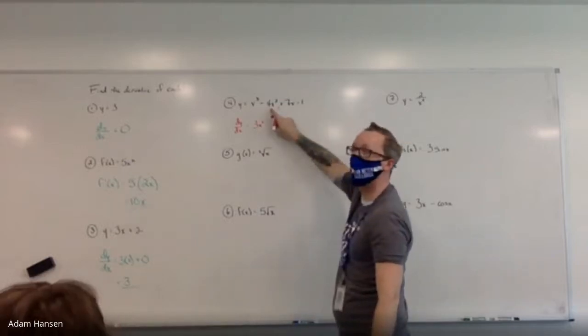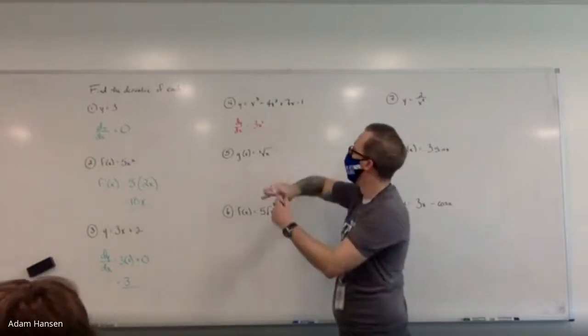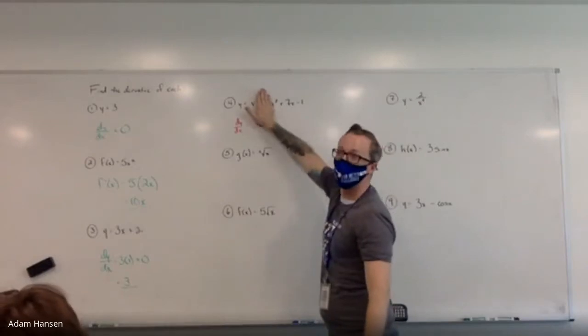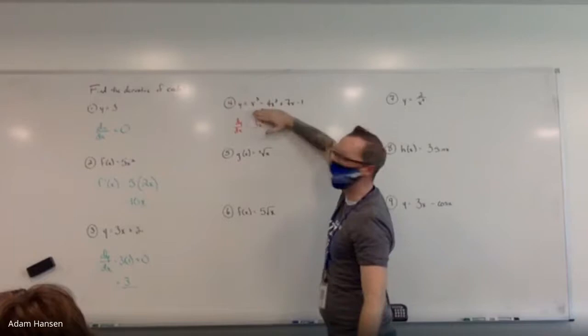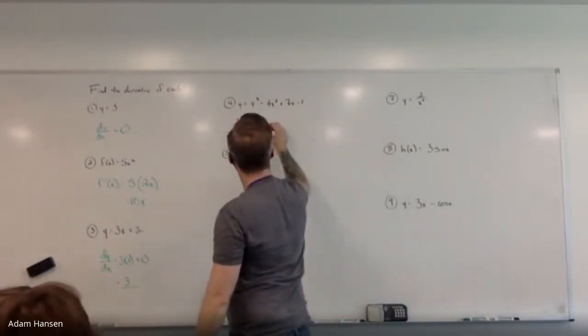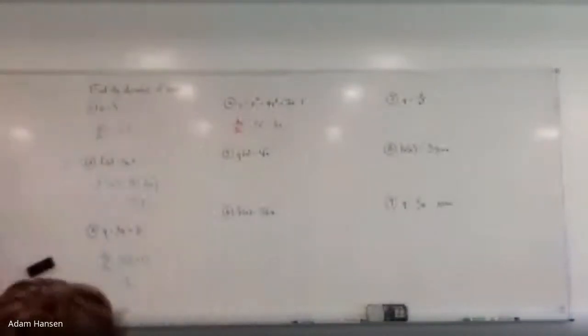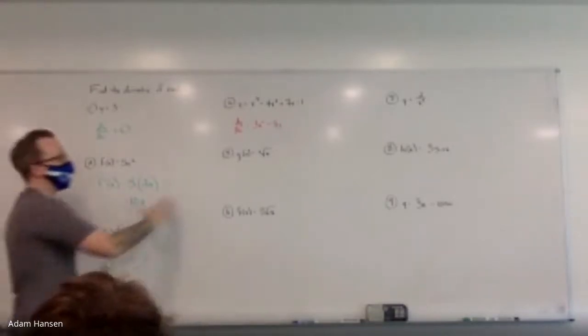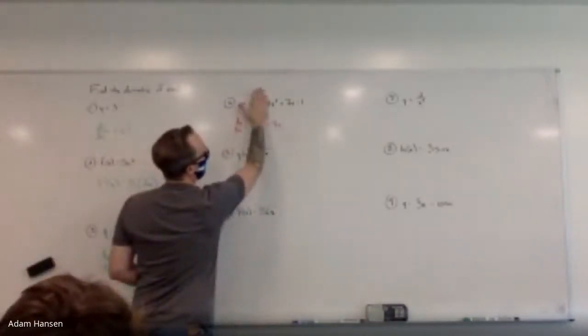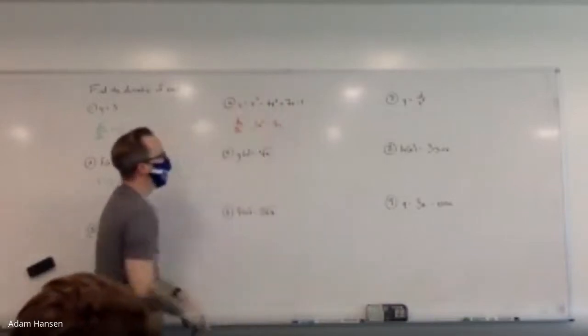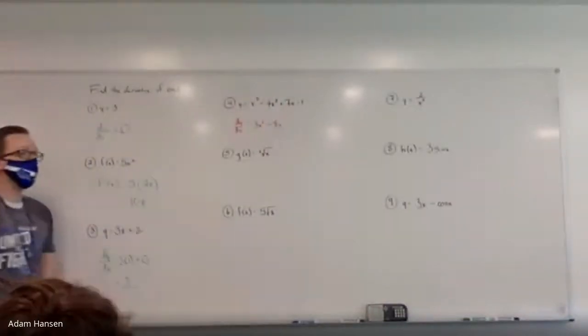What's the derivative of negative 4x squared? What's the derivative of x squared? 2x. Take that times negative 4. I can take the derivative of a constant times another function by taking that constant times the derivative of that given function. The derivative of x squared is 2x. So take negative 4 times 2x, make negative 8x.